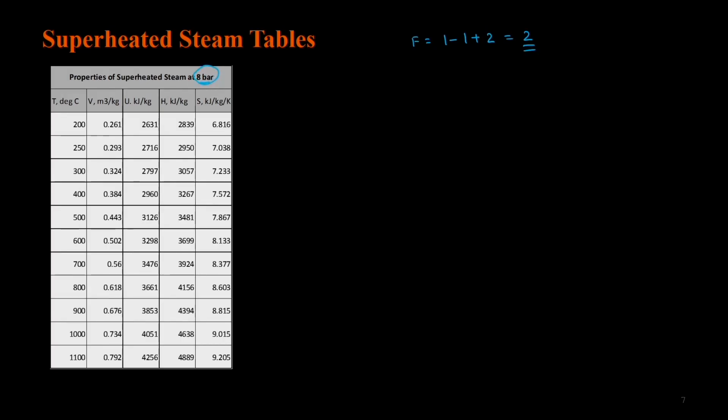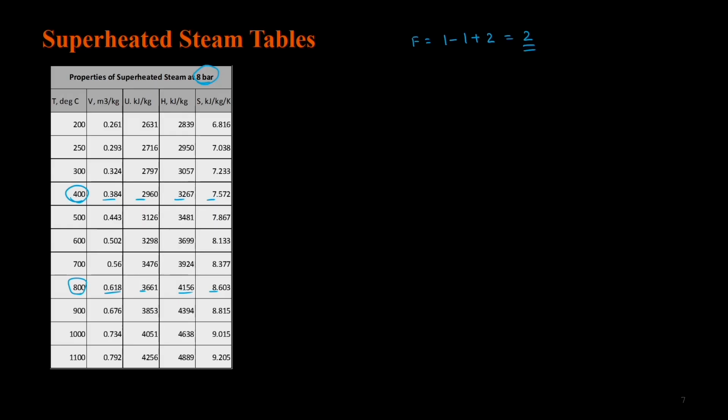Let's say at 8 bar, and I fix the temperature to be 400 degrees centigrade, then other values are given to me, V, U, H, and S. And similarly, at 8 bar and 800 degrees centigrade, the values are given to me, etc. Right? As the temperature increases, of course, the entropy is going to increase. The enthalpy increases, the pressure is same, but the temperature goes from 400 to 800, U, H, S, etc. increase, right? So I need now 2 variables to fix the state of the system, unlike in the saturated case where I just needed 1 variable.